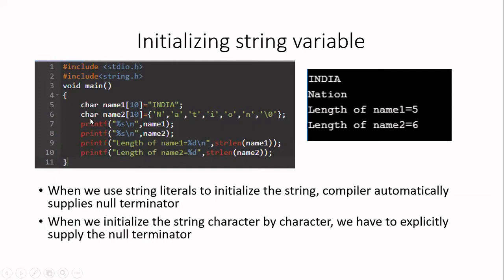You can see the second method. Here I am declaring character array name2 with size 10. Now I am going to initialize this with the help of character literal. Character literal means I have to give many characters one by one as a character constant. In this method, I want to store nation. Nation is totally having 6 characters. So I am giving every character inside single quote separated by comma.